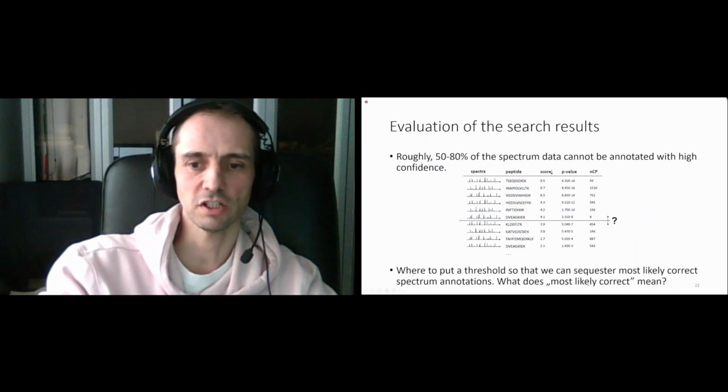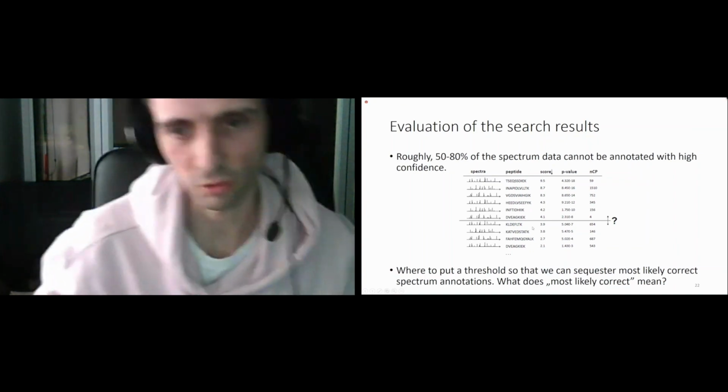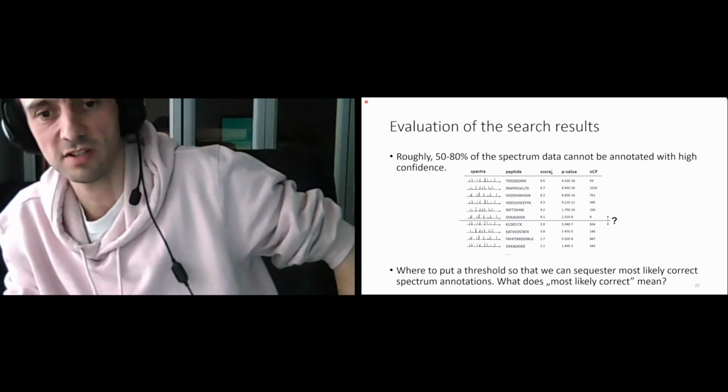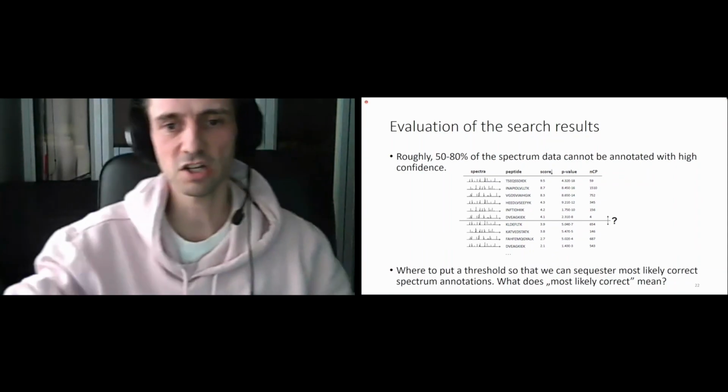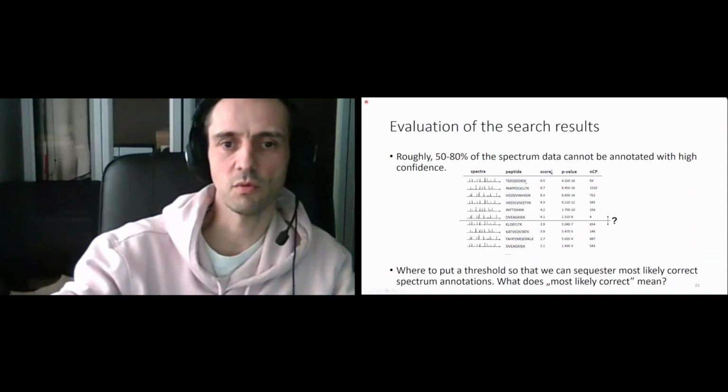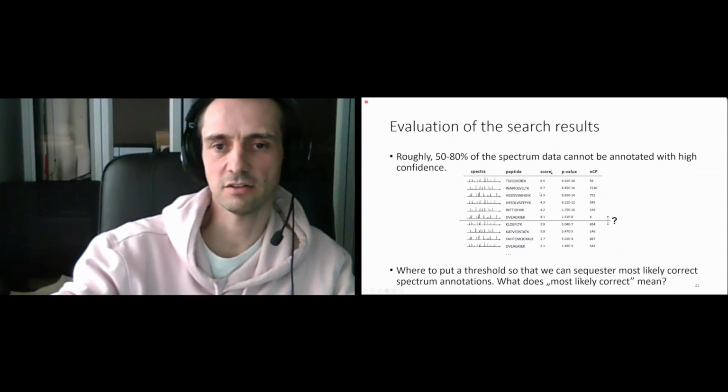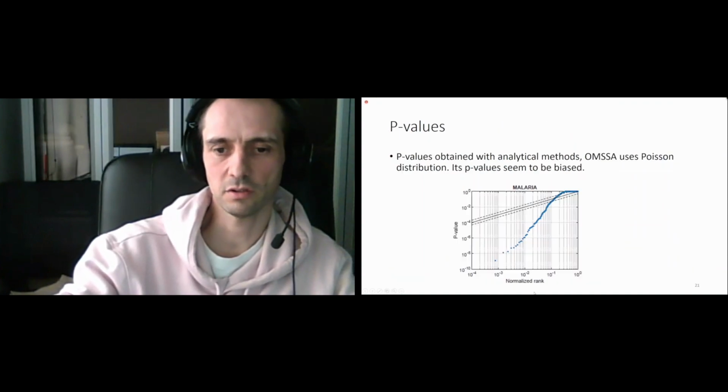Okay, so another question is that we still didn't get closer to our aim. The question is how can we put this threshold so that the error among the annotations, or our trusted annotations, is at a certain level?